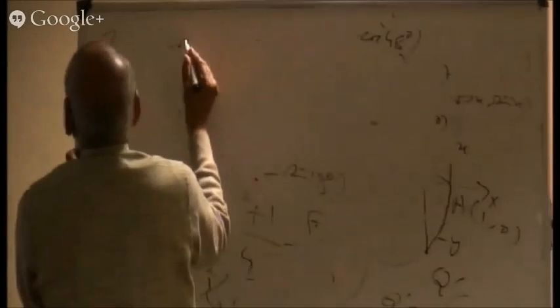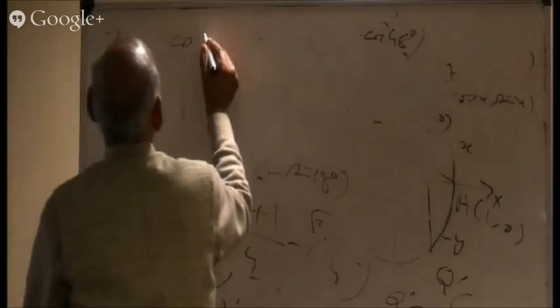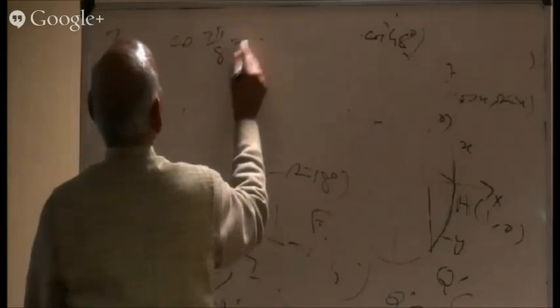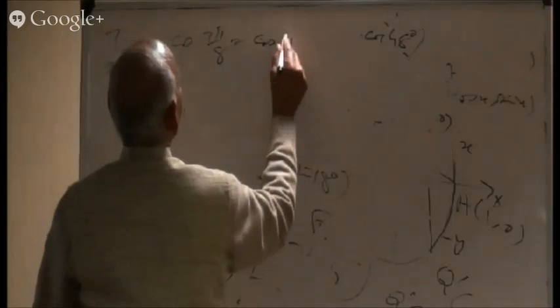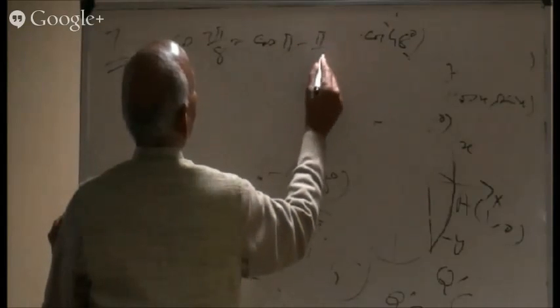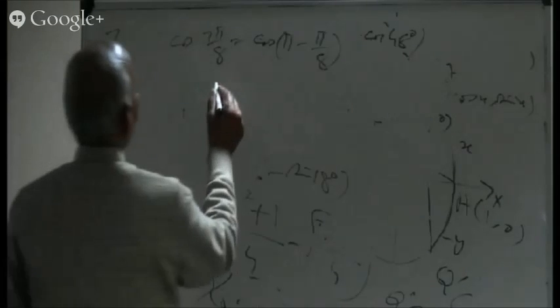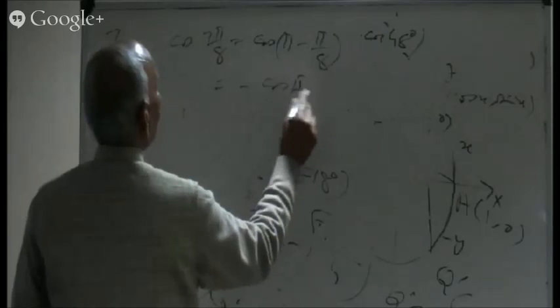So here we have cos of the last term. Look upon the last term, cos of 7 pi by 8. Can I write it as cos of pi minus pi by 8? What is this? Is it minus cos of pi by 8? Cos of pi minus x is equal to minus cos x. Is that right?